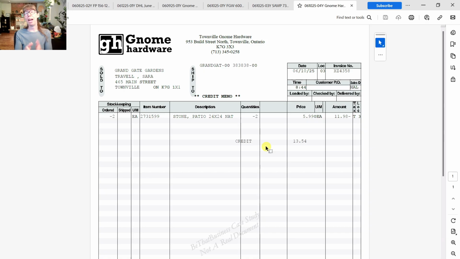And so it would have been helpful if Sarah had written this again, because maybe it's been a week since I did that paperwork, to say return some of the stones, the patio stones that we were using for the front entrance of the store. So let's go ahead and put this in.